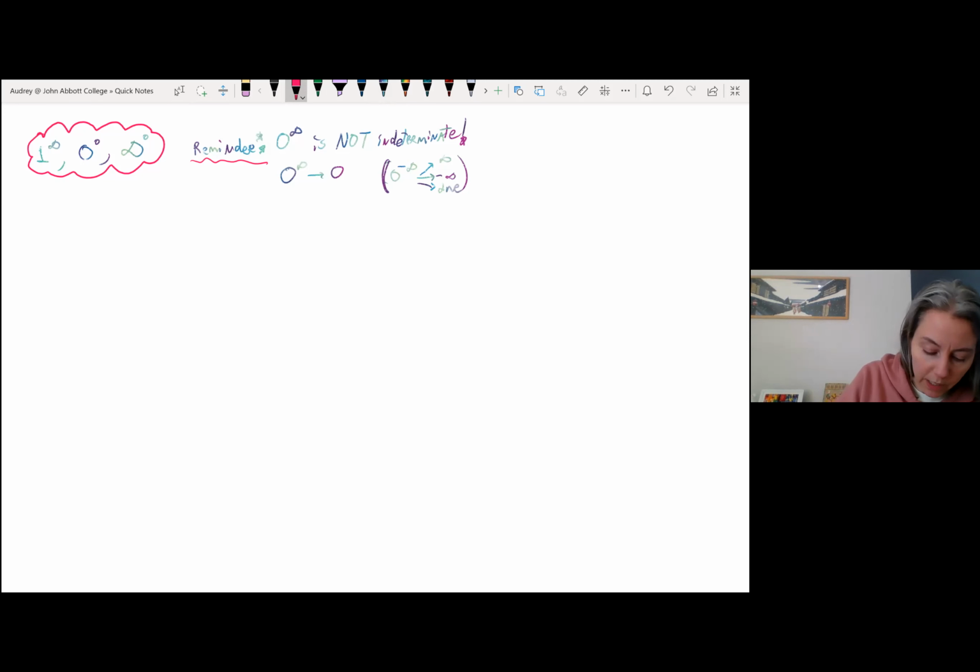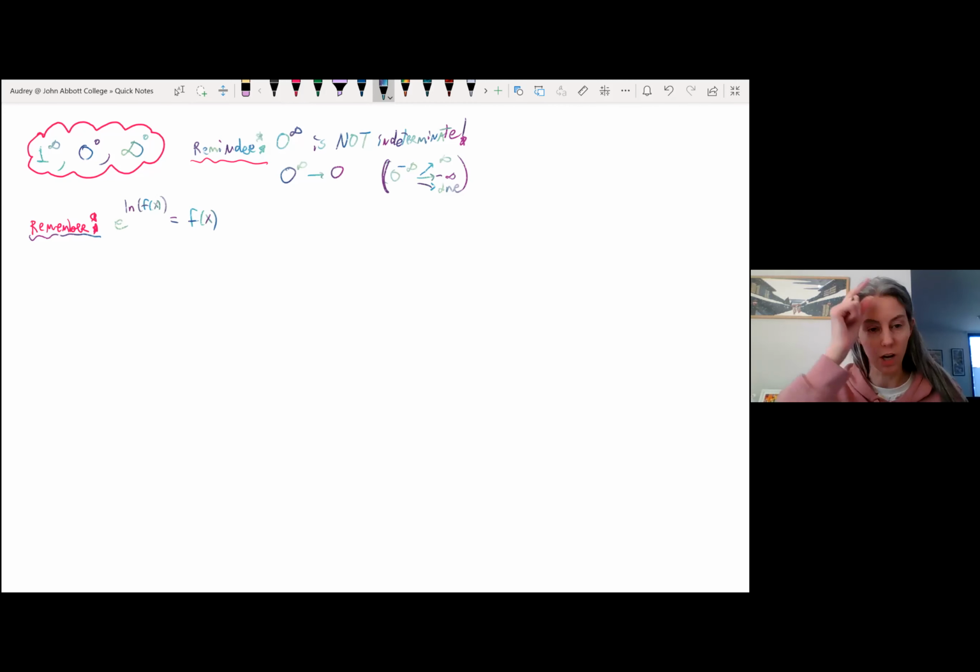And the answer is we need to remember that natural log and e cancel each other out. So in other words, if I have e to the natural log of a function, then it just equals that function, which means I can go both ways with this. If I have a function, I can write it as e to the natural log of that function. And that is what I'm going to do here. So it's actually going to be a little bit similar to what you guys did when you were learning logarithmic differentiation. So to understand, let's just jump into a problem.